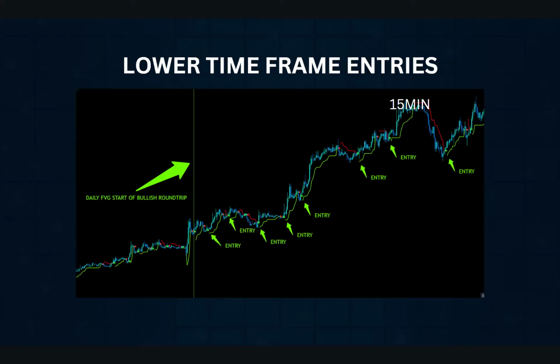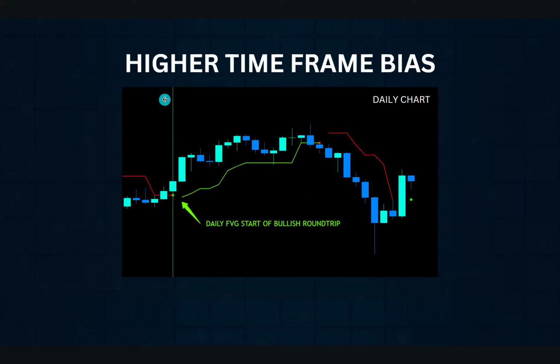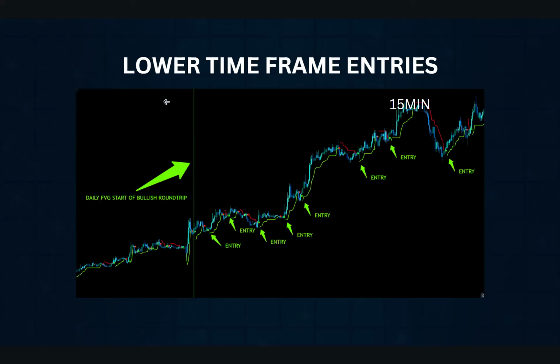Then if we come onto the lower time frame entries, this was the exact line that was marked out from the daily fair value gap. So this line over here was the daily fair value gap line, and I've gone into a 15-minute time frame over here and marked out the same line. And then you can see we've got a little mini round trip starting over here on the 15 minutes. So once we've got this signal, this line, it means we're only going to be looking for longs. Then if we come onto our entry time frame, every time we get a green dot confirmed, we look for a long.